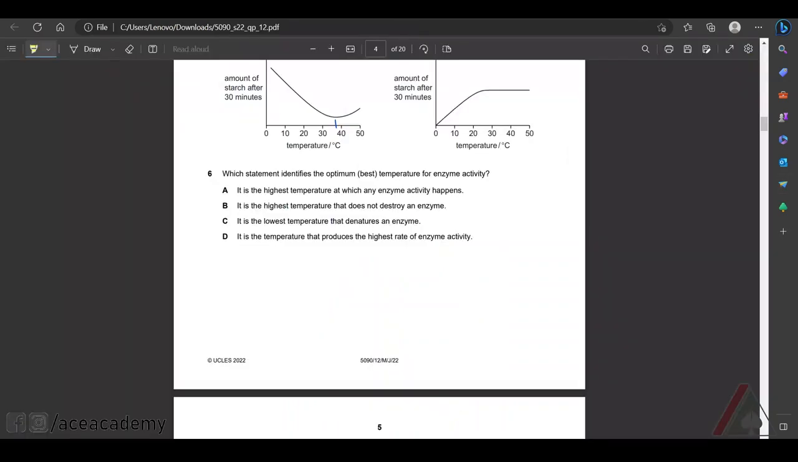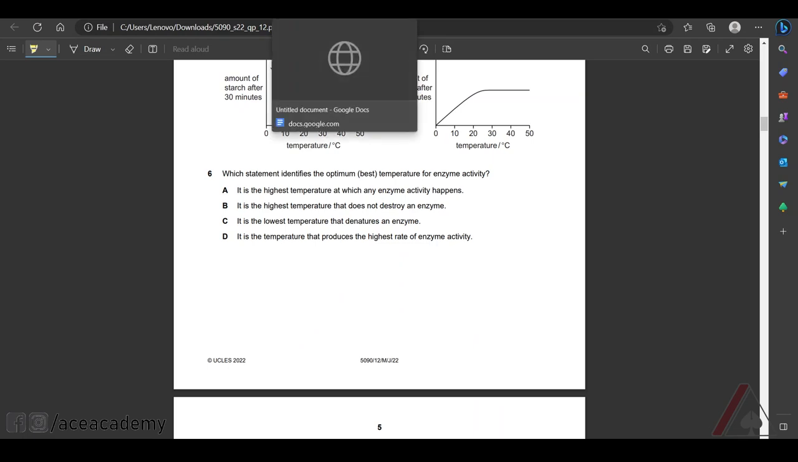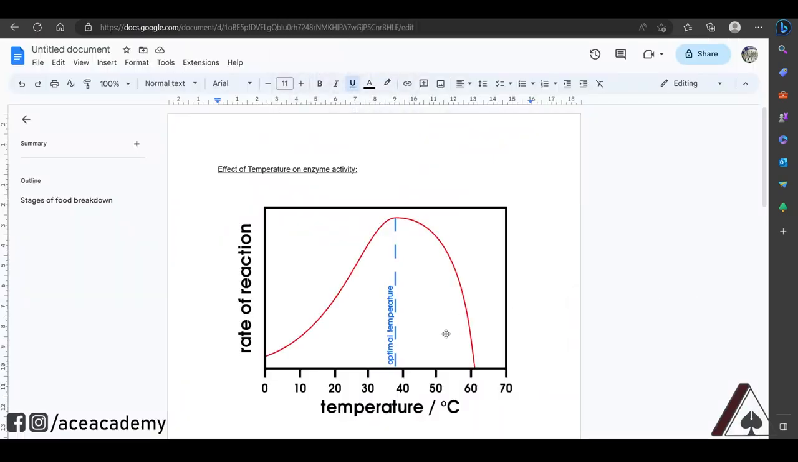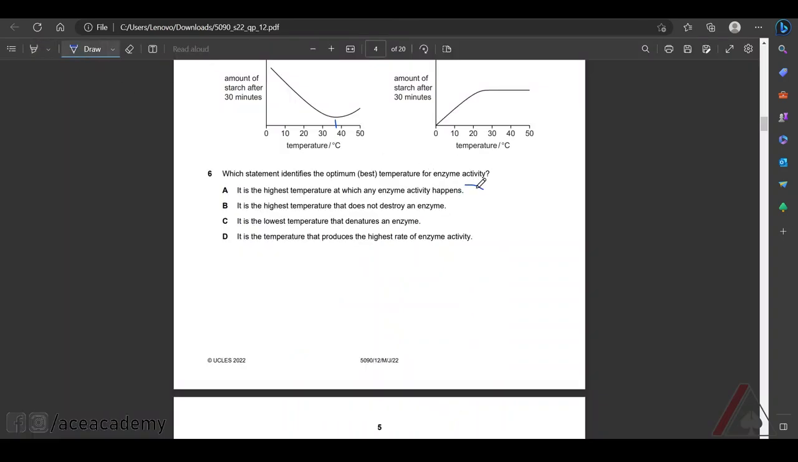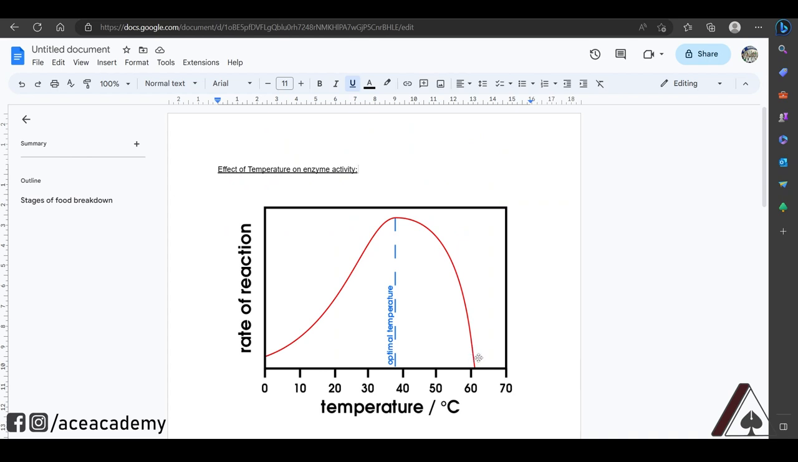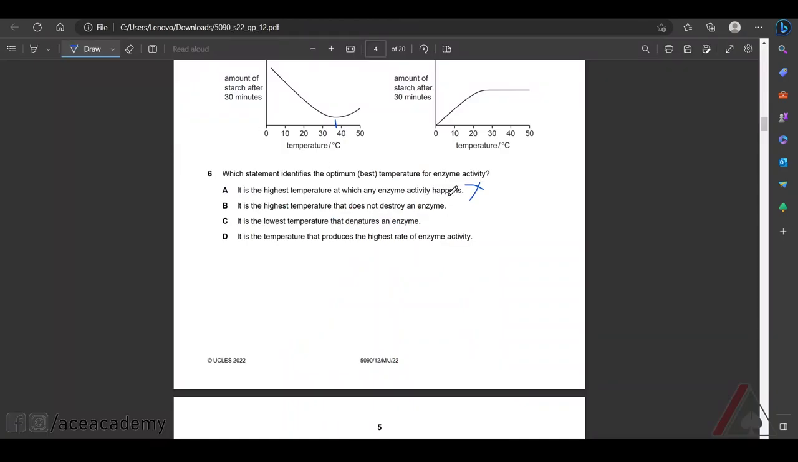For option A to be correct, the highest temperature at which any enzyme activity happens, the optimum temperature would have to be somewhere around this region before 60 degrees. Which really isn't the best temperature for enzyme activity because at this point, the rate of reaction has almost hit zero. So A is not our correct answer. For B, it is the highest temperature that does not destroy an enzyme. Again, that would mean our optimal temperature would have to be somewhere around 60, just before all the enzymes have been destroyed by a high temperature, which is again not the best for enzyme activity, hence B should also not be our answer.